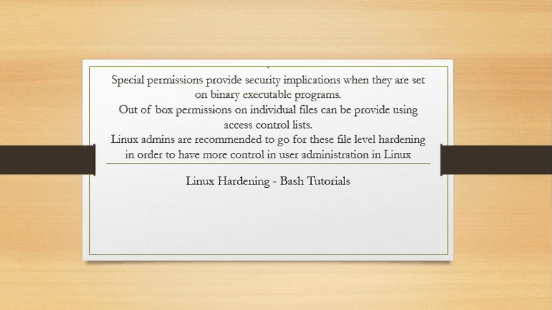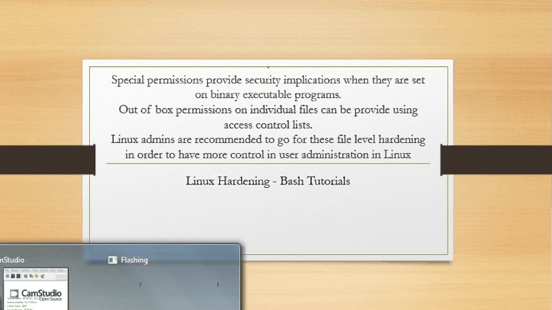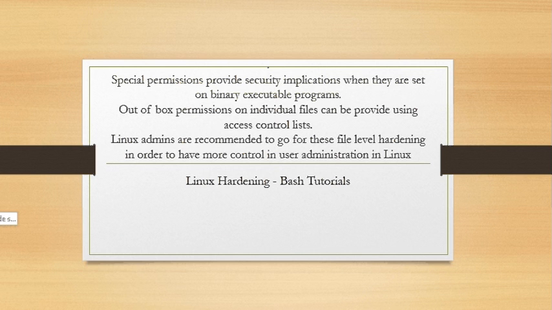Now special permissions provide security implications when they are set on a binary executable, right? Out of the box permissions on individual files can be provided using an access control list. Like you want FACL over it, you want, what I can say, SUID and SGID. Linux admins are recommended to go for these file level hardenings in order to have more control in user administration in Linux. Absolutely. You want to control your Linux systems in a way that you should know what type of changes are being made. You can't give full permission on /var and anybody can come and delete that.